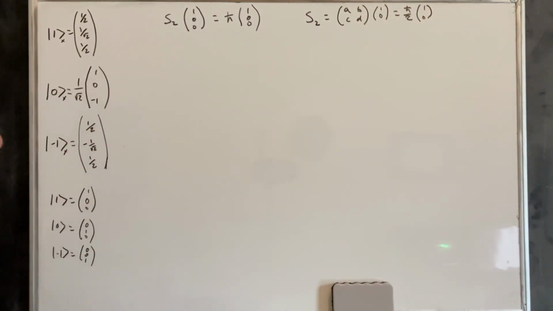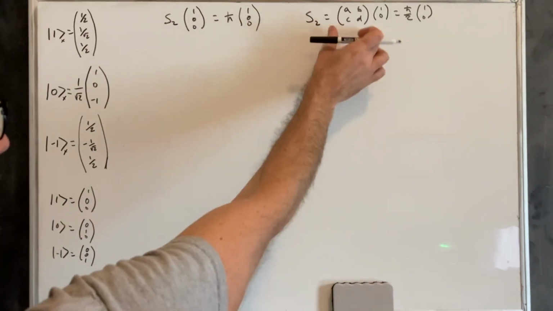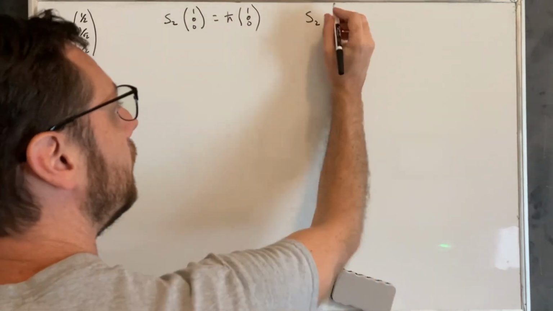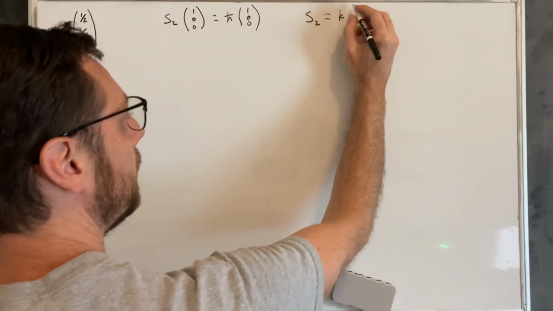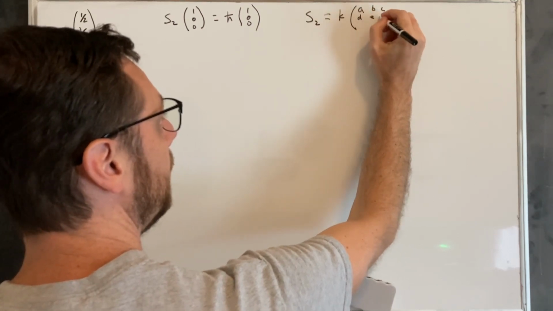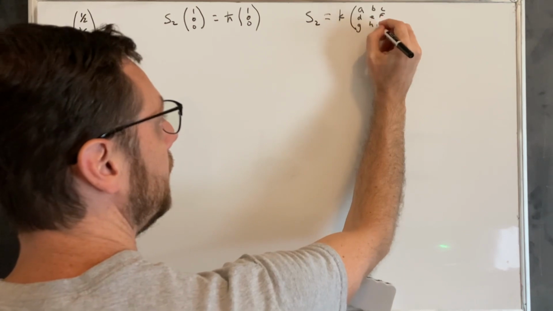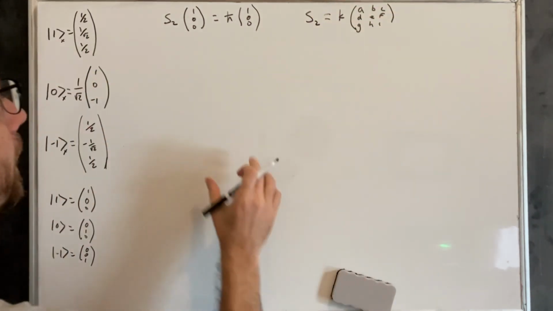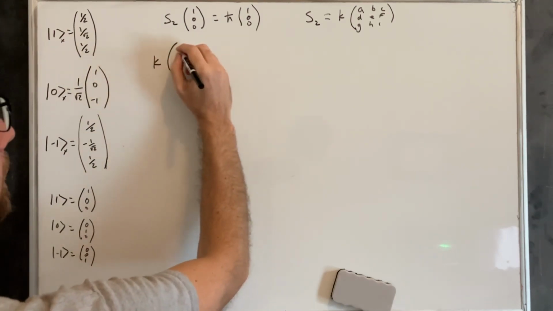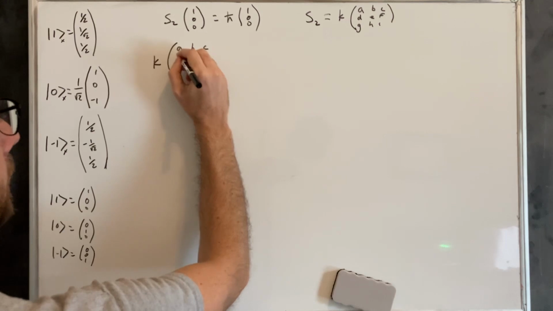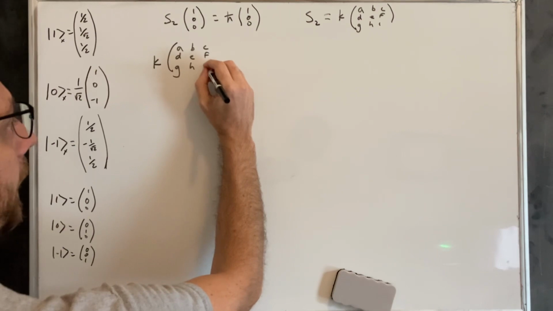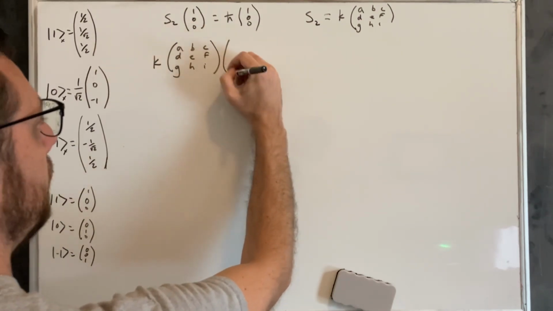Remember that. We're going to do the same thing here, except we're going to have a 3 by 3 matrix. So we're going to set SZ equal to, we'll give it some constant K, and then we'll say A, B, C, D, E, F, G, H, I. Okay? So again, we'll write K, A, B, C, D, E, F, G, H, I. And then multiply it by our up state.